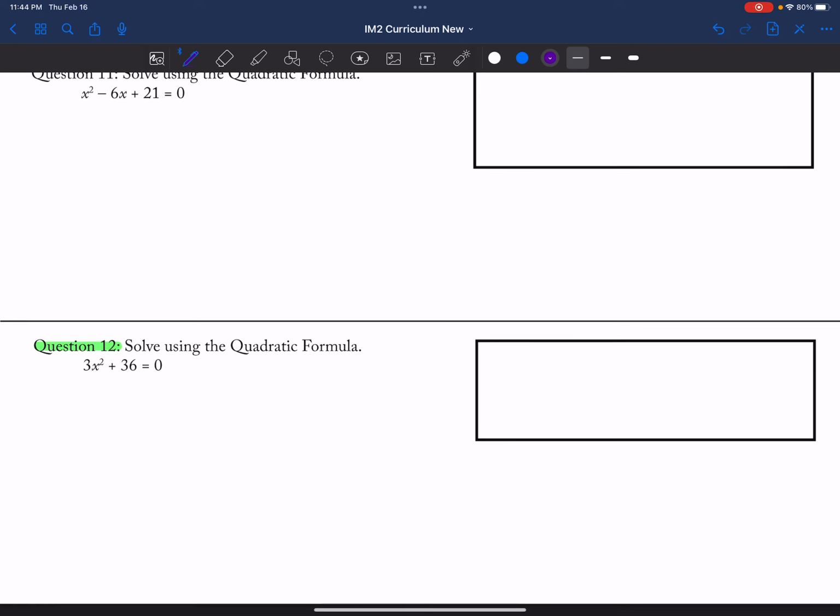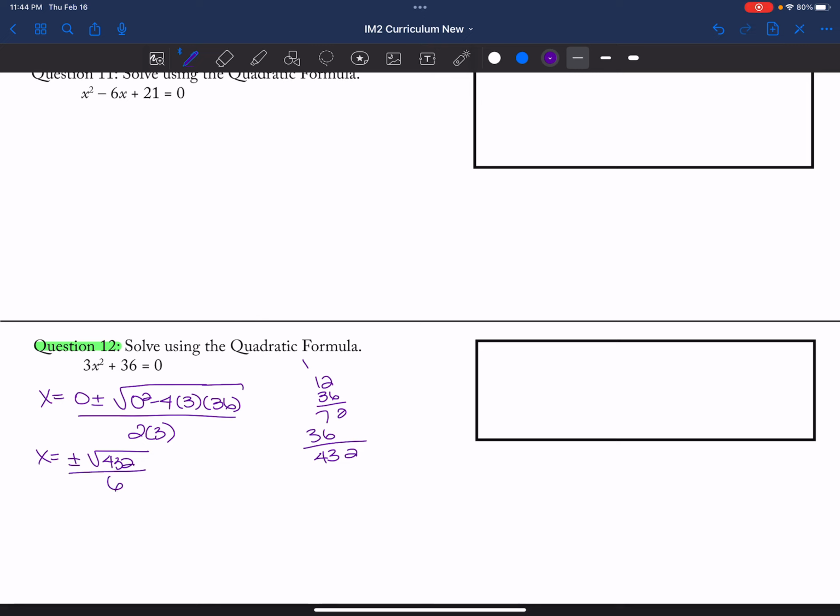12. x is equal to, there's no b, so 0 plus or minus the square root of 0 squared minus 4 times a times c all over 2 times a. So x is equal to plus or minus the square root. I want 12 times 36, so that's 432 all over 6.